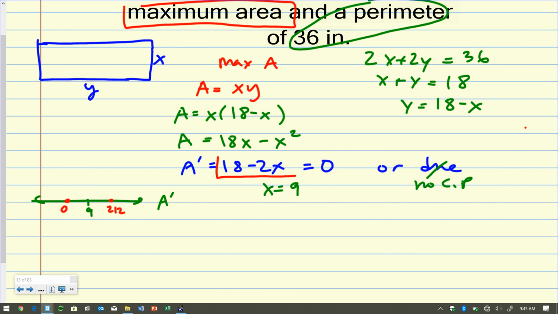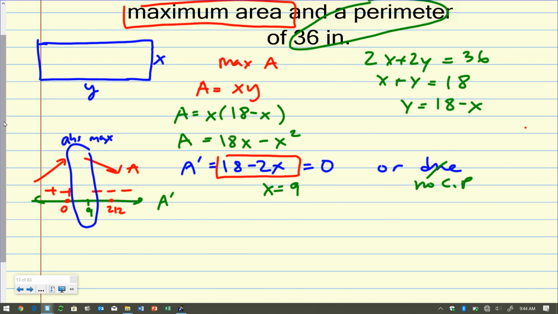Which equation would I test it in? The A prime equation. If I plug in 0, do you see I'll get 18? If I plug in 12, do you see you get negative 18? Okay, but you get something negative. All right, so this means increasing, decreasing. If this is a picture of my f prime, then this is a picture of my A. Guys, if I have one critical point, to the left of it your slope is always positive. To the right, the slope is always negative. What's happening right here? An absolute max.